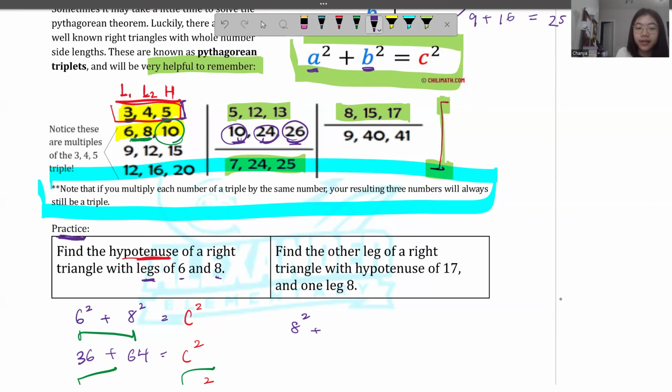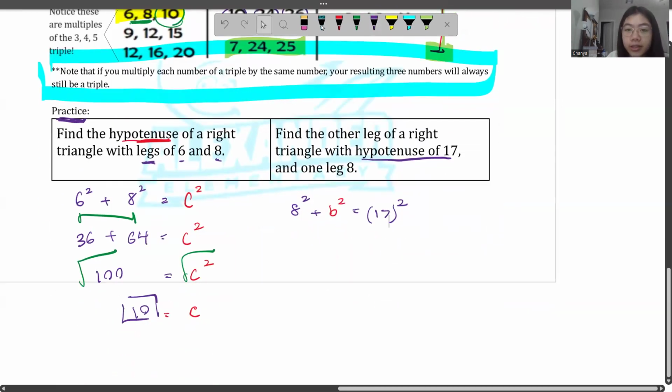Well, we don't know what the other leg is. So I'm just going to represent this by B. So B squared. We're trying to solve for B because we don't know this value, right? We need to find the other leg. And this is all equal to C squared. Well, what is C? C here is your hypotenuse, and your hypotenuse is 17. So you get 17 squared. Okay, so 8 squared plus B squared equals 17 squared.